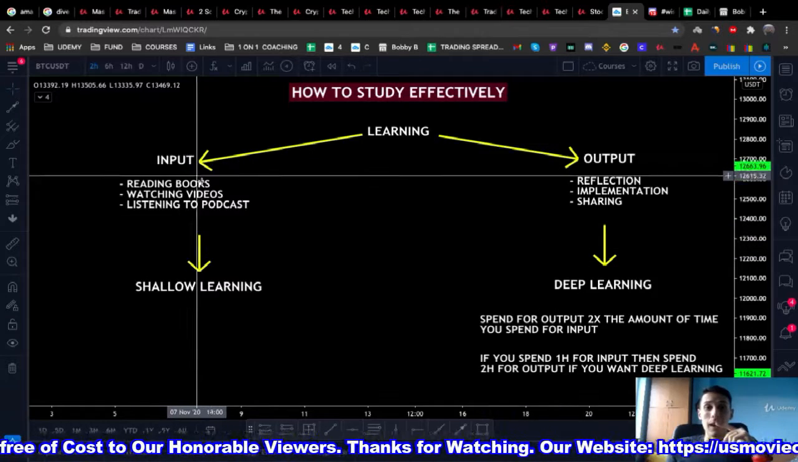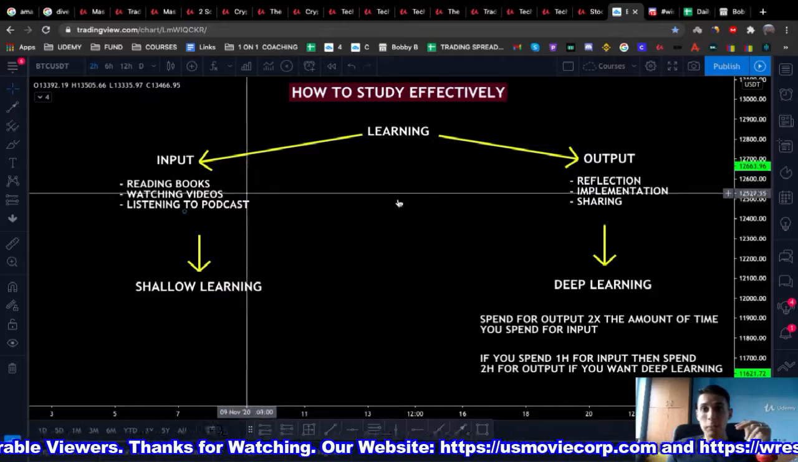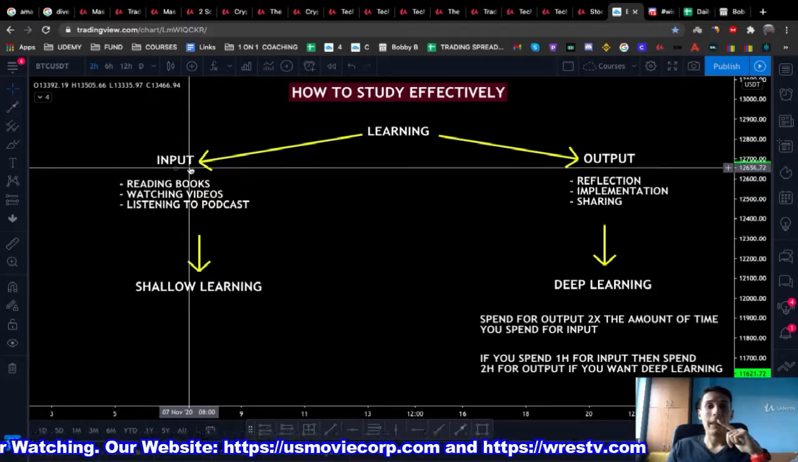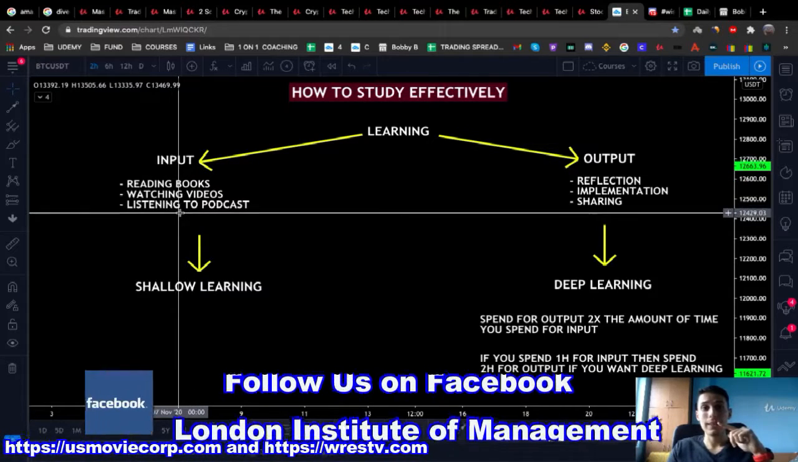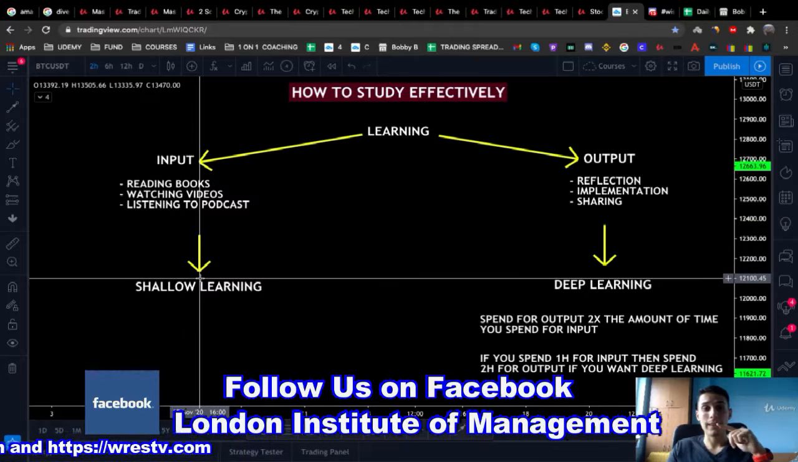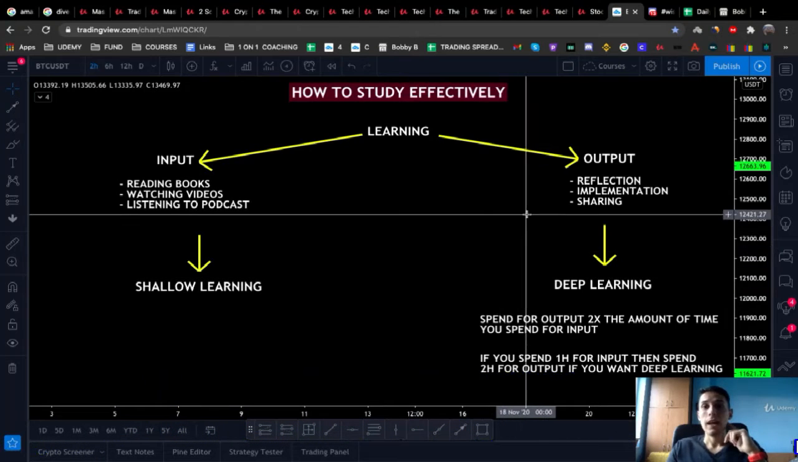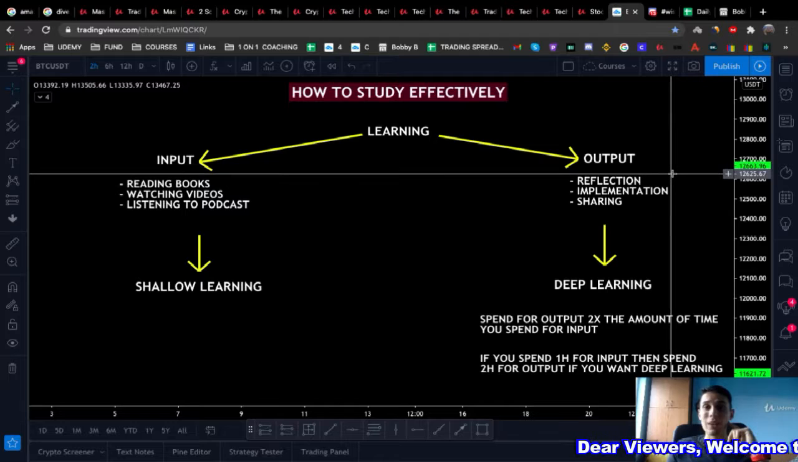Again, almost all people focus on the input, and yes, input is required, but we are going to focus more on the output, right? If you only do the input, if you only read, watch, and listen, if you only learn that way, this is shallow learning, and at the end you remember very little of the information after some period of time. Now, we need output, right? And what is the output?